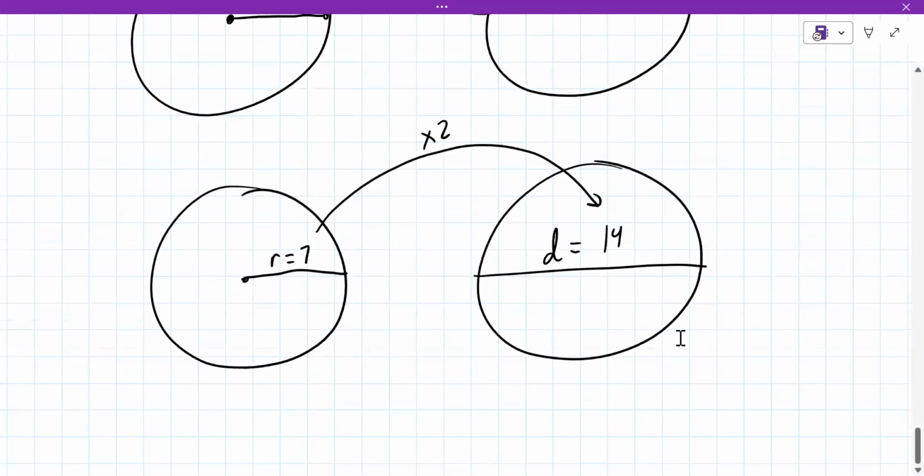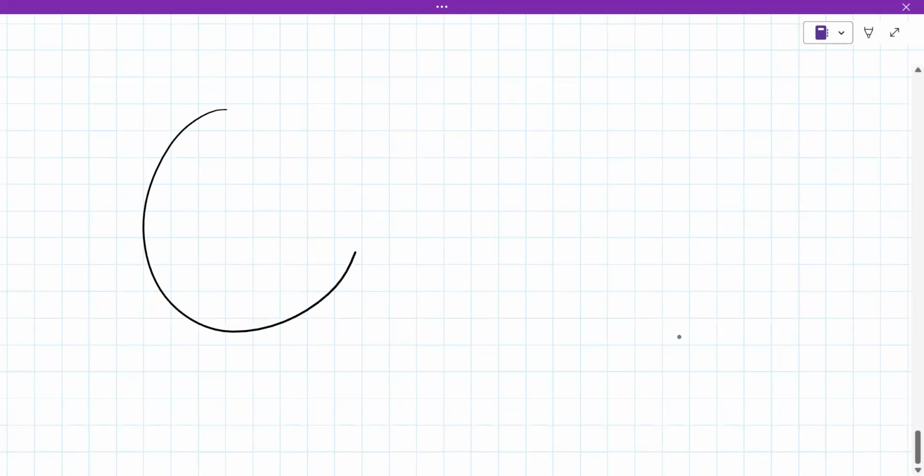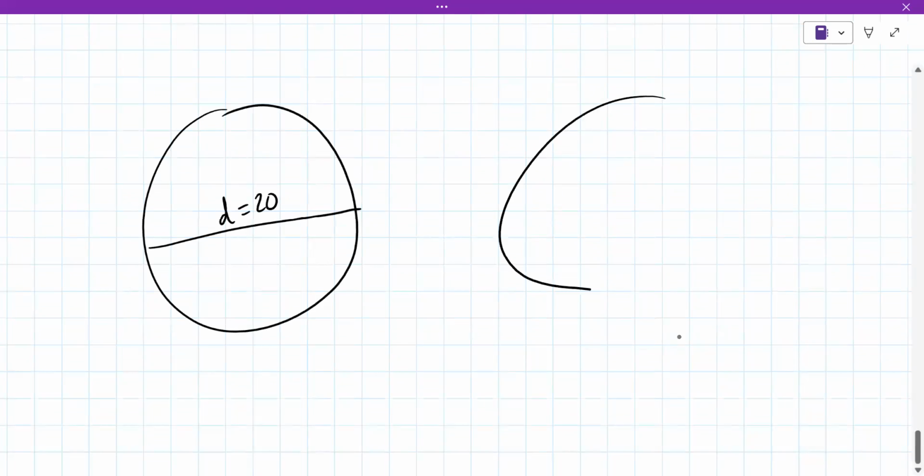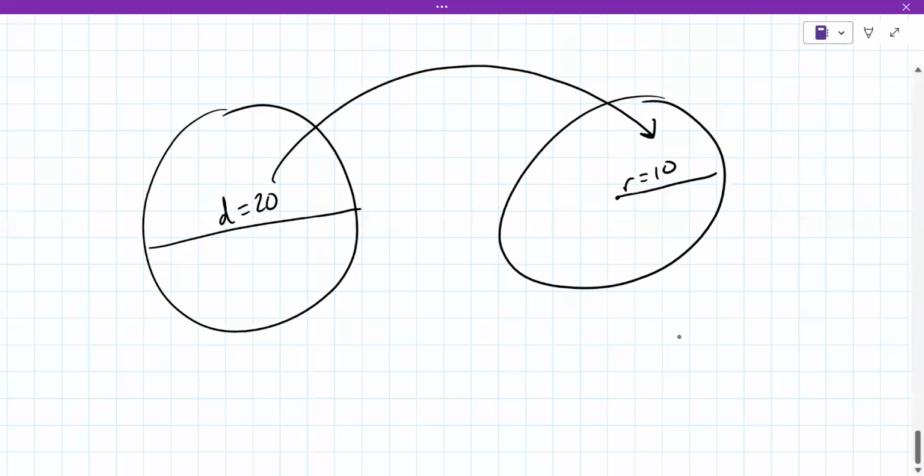Okay, now we're gonna go the other direction. Let's say I give you a circle and I tell you that the diameter is 20 and the radius is 10. How do you go from the diameter to the radius? You should just divide by 2. Okay, or multiply by 1/2.